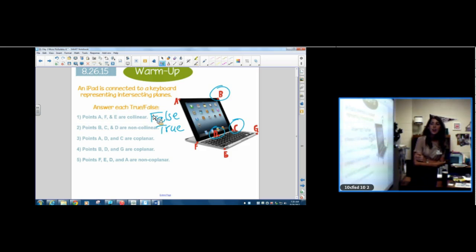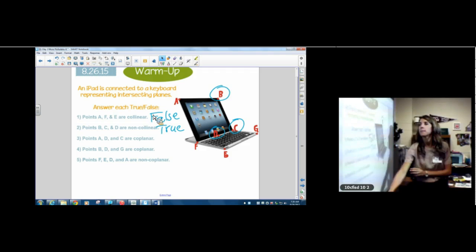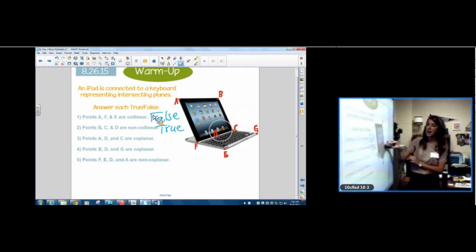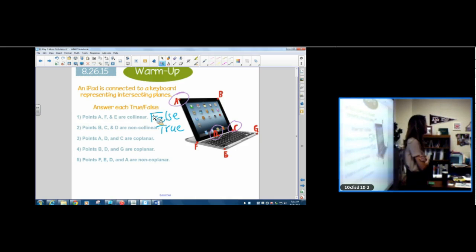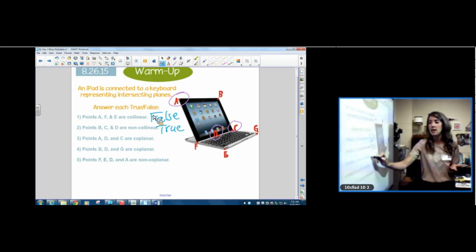A, D, and C are coplanar. Ooh, this one's a tricky one, because we're going to learn more about that today, but this is an insight to that. A, D, and C, are they coplanar? They're all touching the iPad, aren't they? This one's on the iPad, this one's on the iPad, it's actually on both planes, and this one's on the iPad. If they're all on the iPad, then they're coplanar. They're all in the same plane. So that one is true.